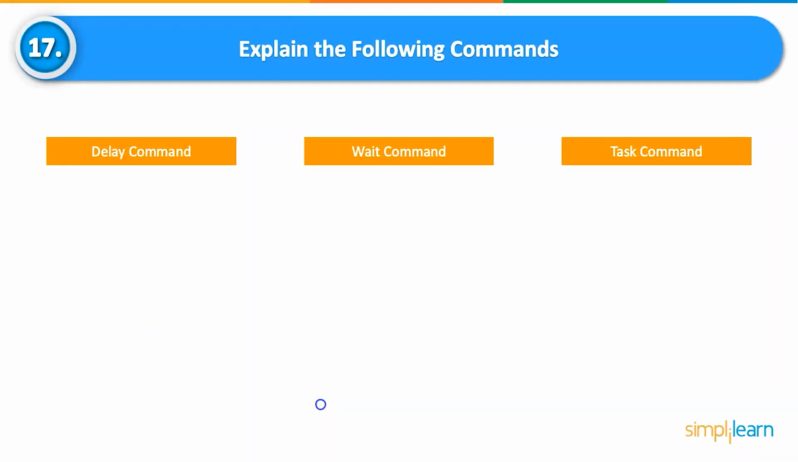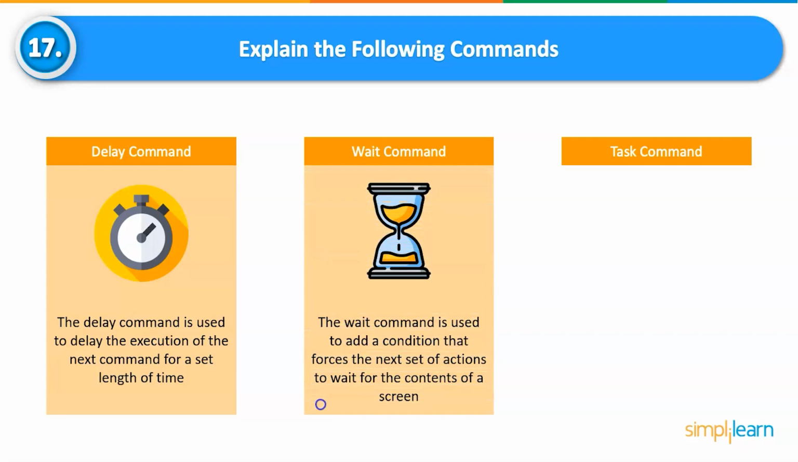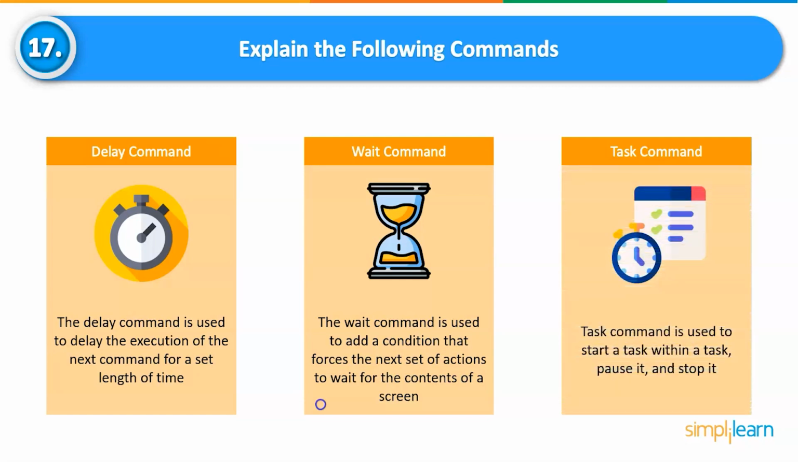Explain the following commands: delay command, wait command, and task command. The delay command is used to delay the execution of the next command for a set length of time. You have the option of specifying the time in milliseconds or seconds. Wait command. The wait command is used to add a condition that forces the next set of actions to wait for the contents of a screen to change before proceeding. Task command. Task command is used to start a task within a task or pause it and stop it.